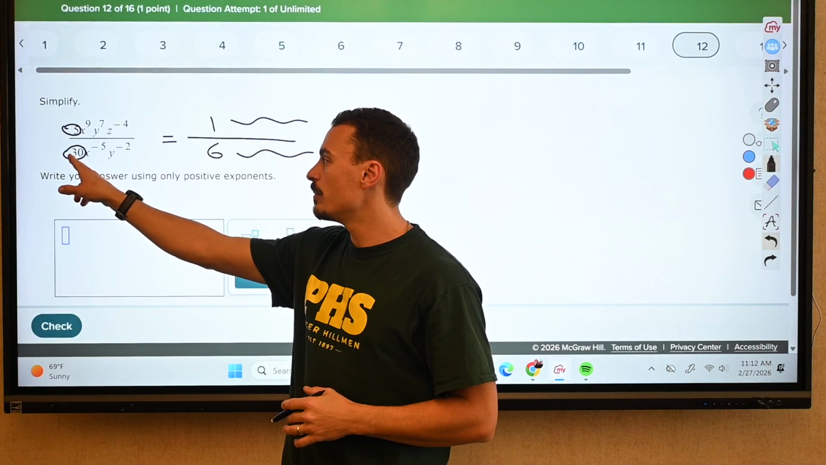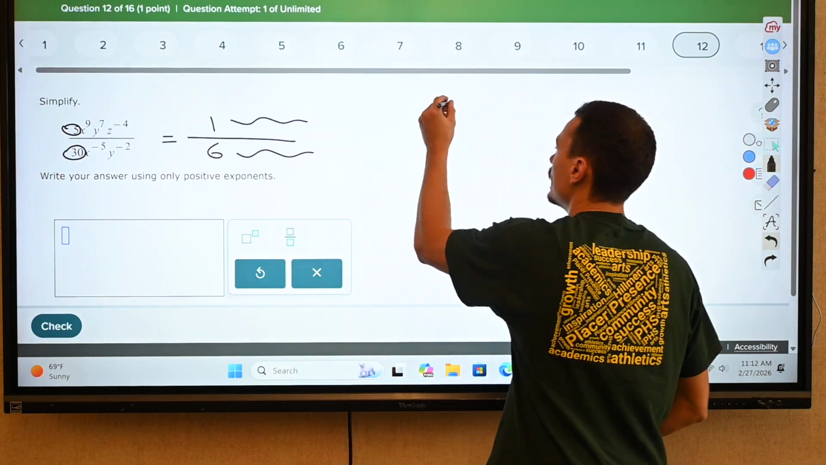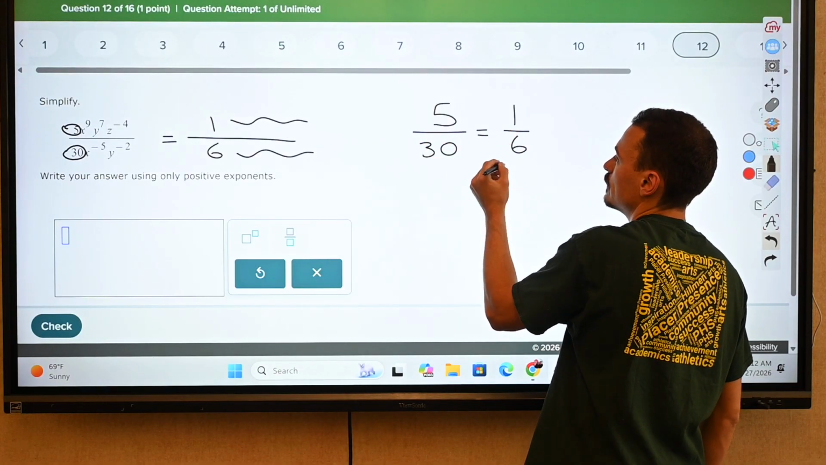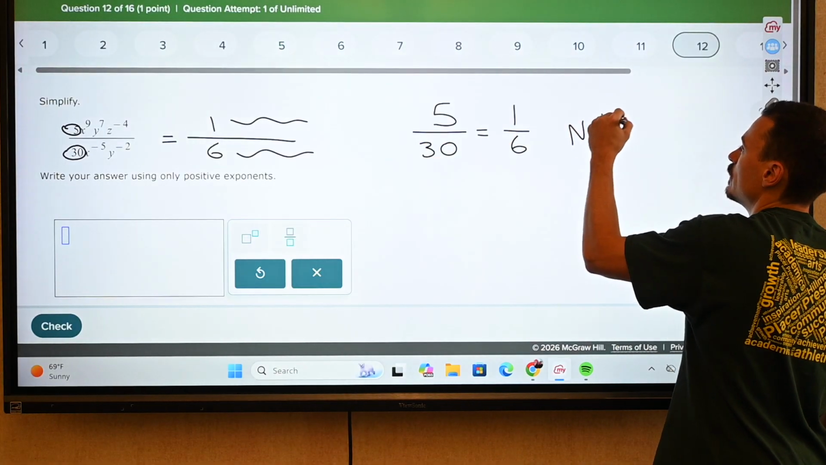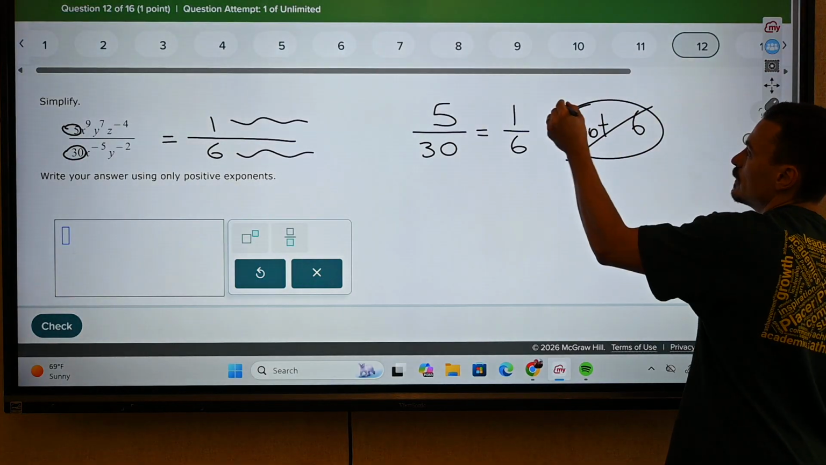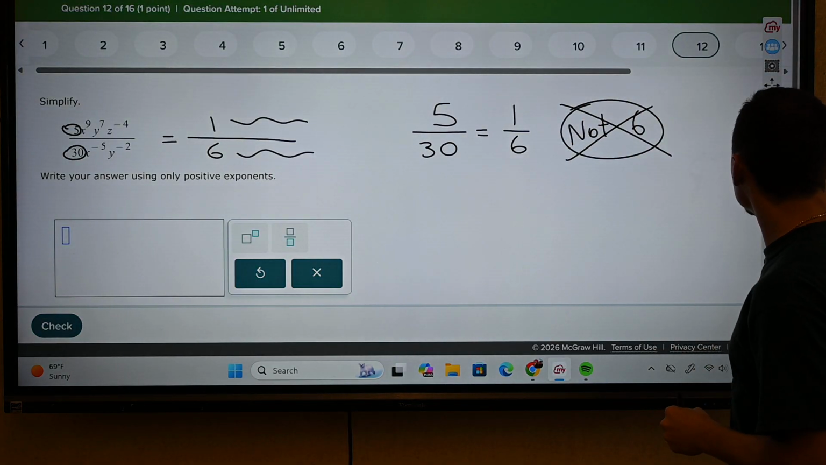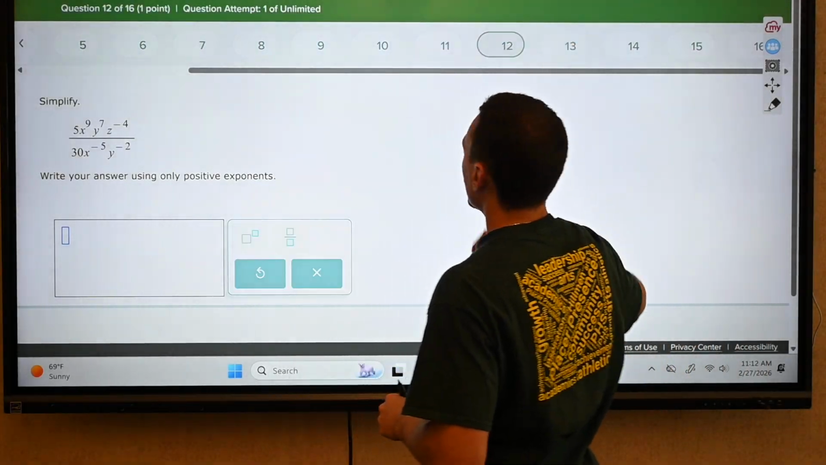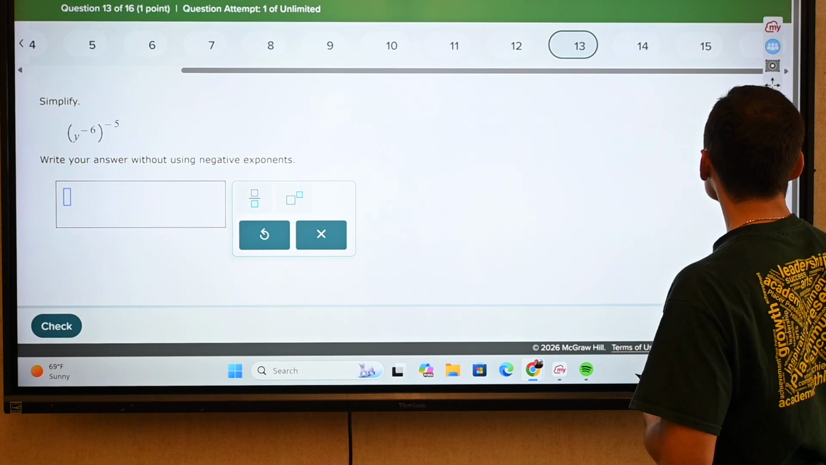If the 30 is on the bottom and 5 is on top, like this, that's equal to 1 over 6, not 6. Okay? A lot of people make mistakes like that on their tests, so I thought I would just clear it up.